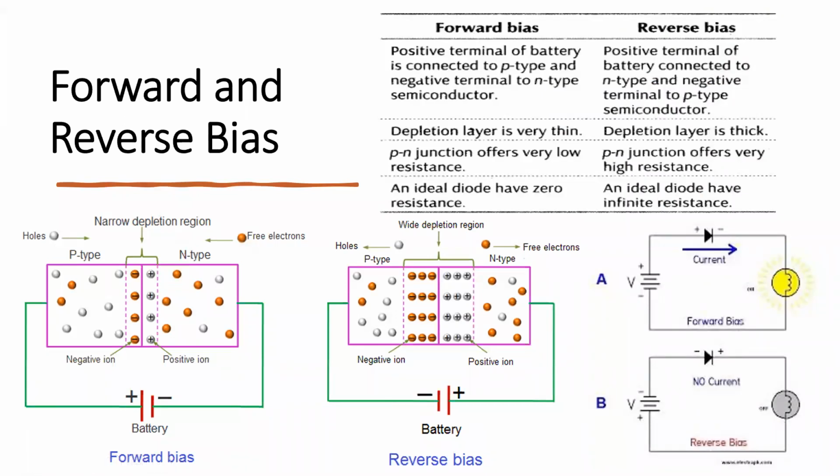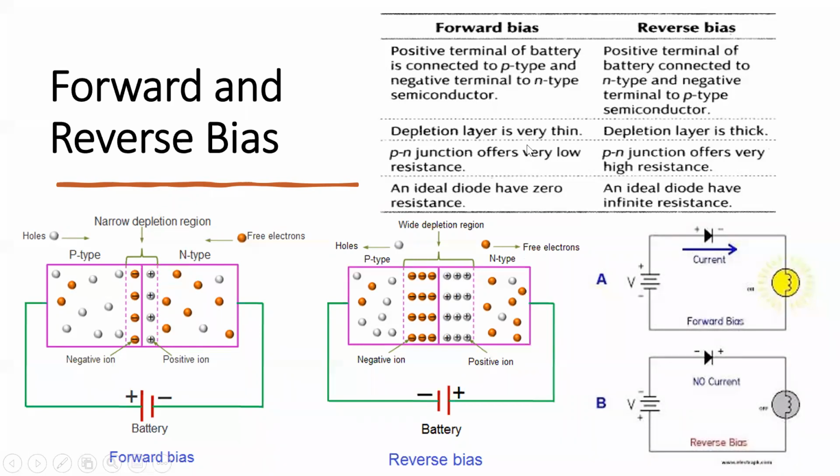Now let us see what happens when we apply some external potential. When we connect a diode to an external circuit, there are two ways to do that. One is called forward bias and the other is called reverse bias. Here you can see a forward bias connection and here a reverse bias connection. In forward bias, the positive terminal of the battery is connected to the p-type and the negative terminal of the battery is connected to the n-type semiconductor.